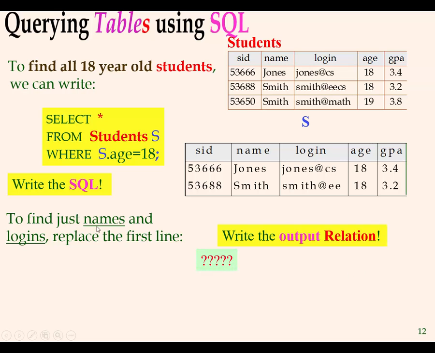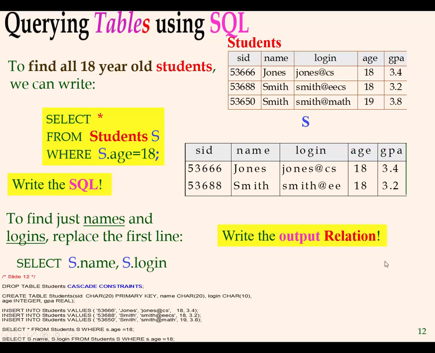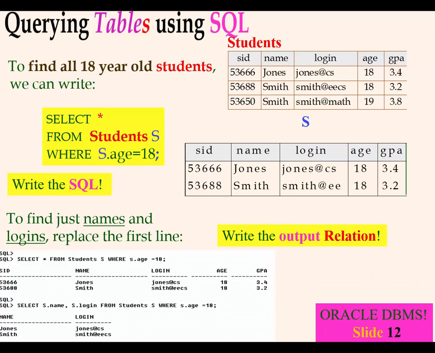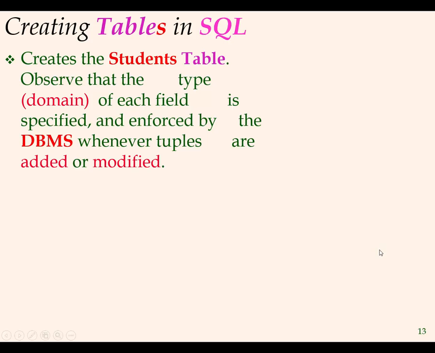What if you want to just find the names and the logins, only the name? Then instead of using an asterisk, I can say name, comma, login, and I will only have two attributes. So my output relation will only have two attributes. So that's pretty cool. If this is executing the second query, you can see that.